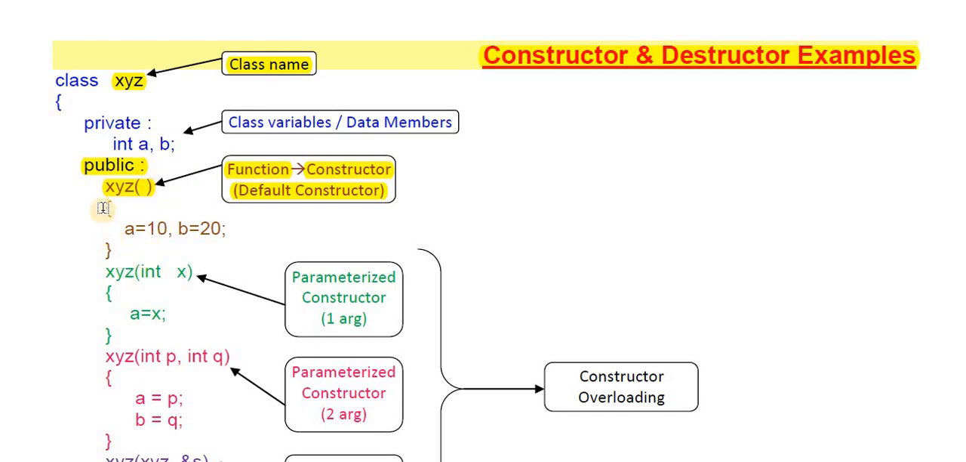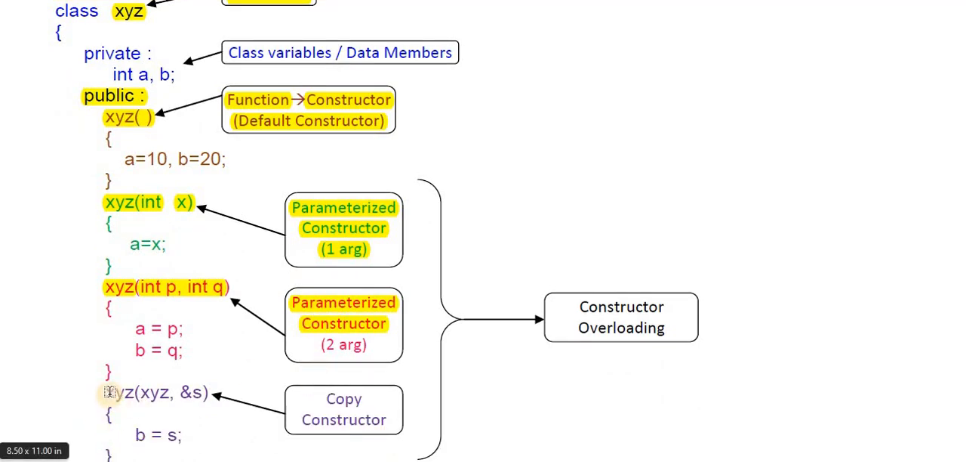Next, this is also a constructor, but this constructor is using one parameter. So this is called a parameterized constructor using one argument. Again, here we are creating another function having the same name as class XYZ. So this is also a constructor. This constructor is using two parameters. So this is also an example of a parameterized constructor.